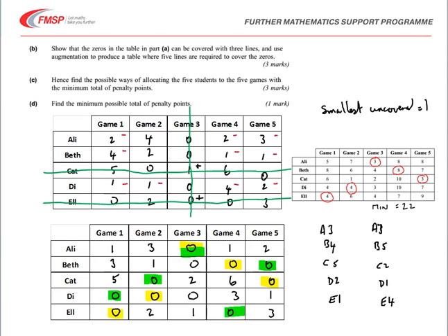Now the marking for this was as follows. There was a method mark for using this uncovered value equal to 1, an A mark for producing the new table, and then a method mark and A marks for each of these. The method mark was we're getting A3 must be the allocation there, and then an answer mark for each of these other values. The minimum value was then given a B1 mark.